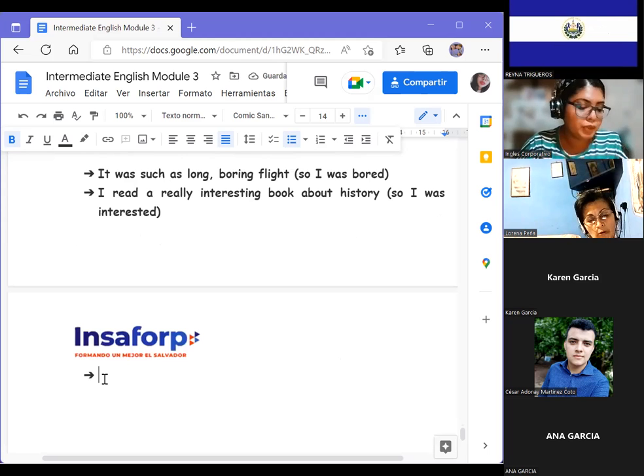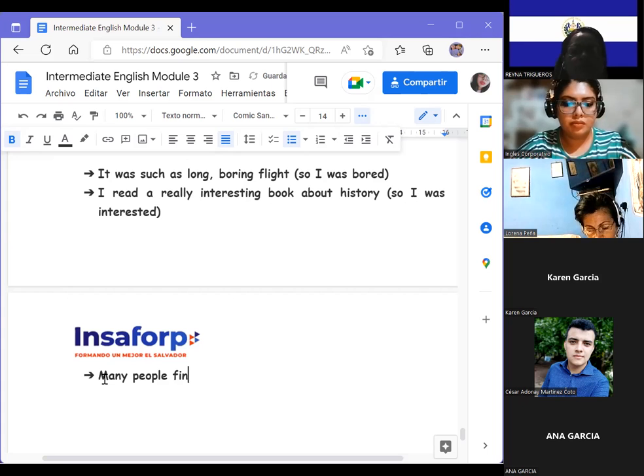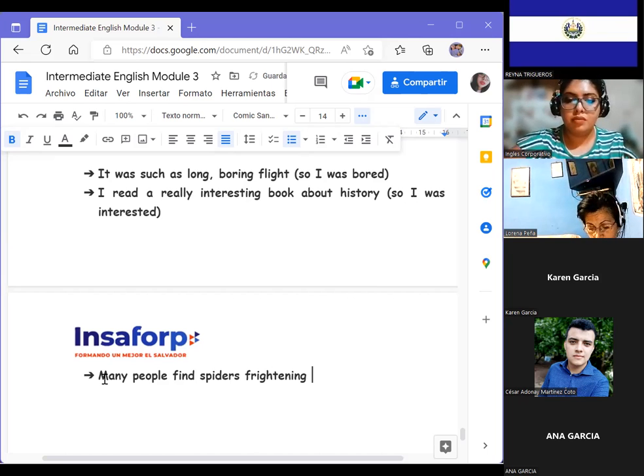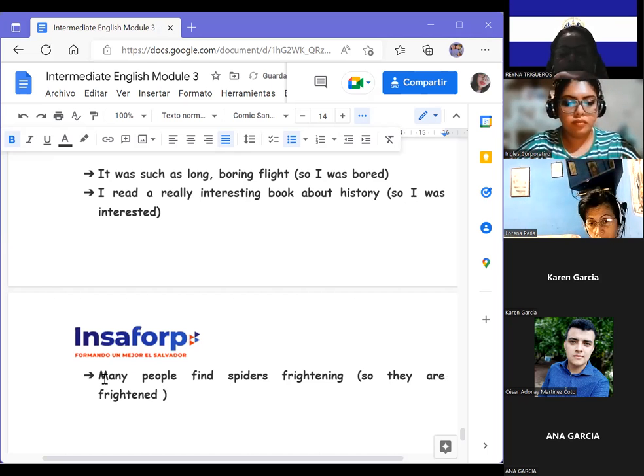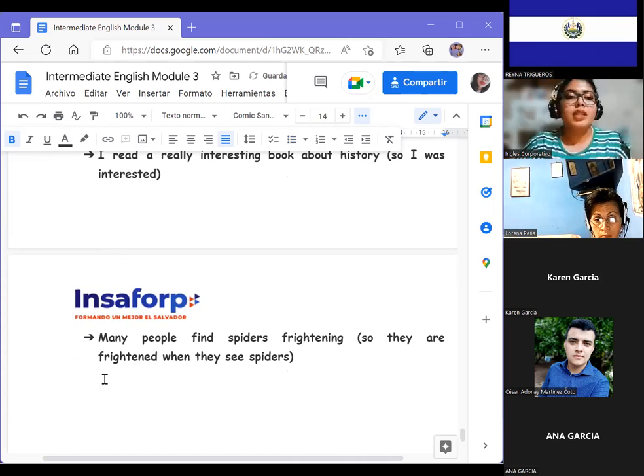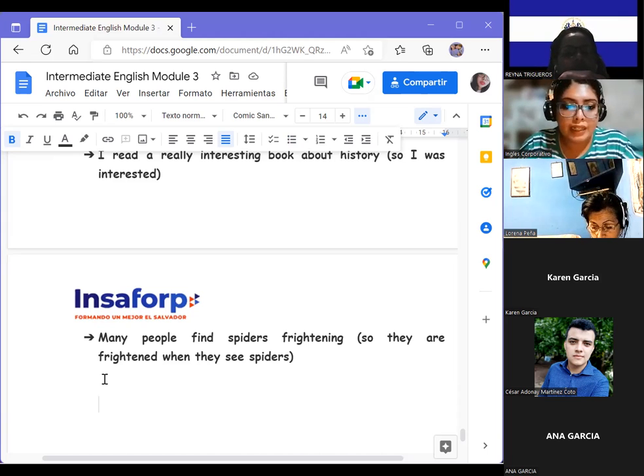Next one. Many people find spiders frightening. So they are frightened when they see spiders. So they are causing that I feel something. So in that case, the spider is the thing that is making me feel frightened.